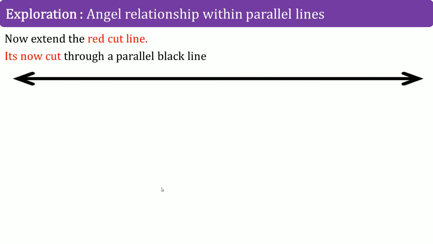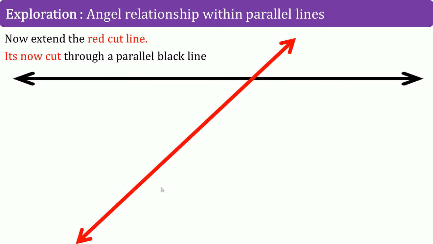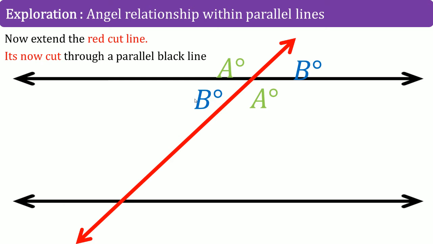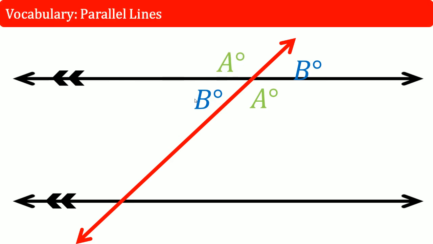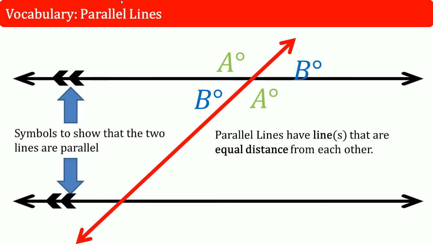So let's explore this by now extending that red line that we cut through. We extend it a little bit further and have it cut another longer line. This was our original angles that we had before. Angle A, B, then this is also angle A, and this is also angle B due to vertical angles. And we cut another line that is parallel to that. So we've got to talk about what parallel lines are. Notice that there are these two symbols right here that indicate that they're parallel lines. Parallel lines are lines that are an equal distance from each other.